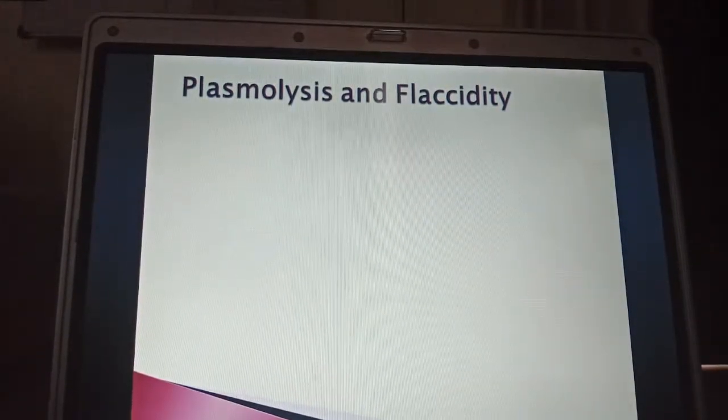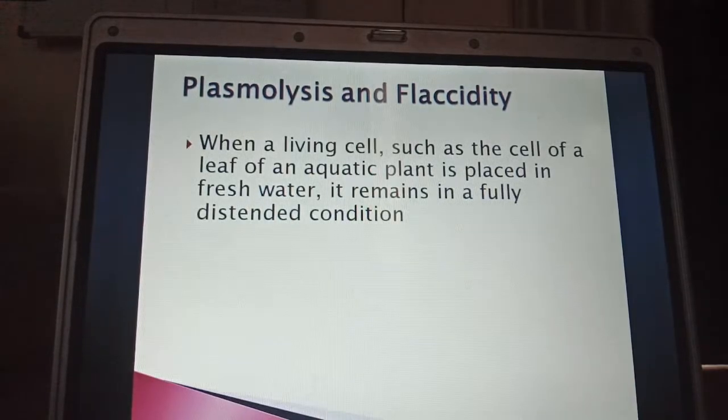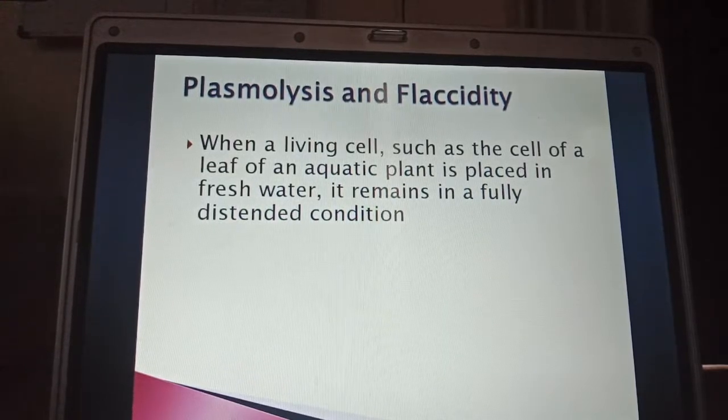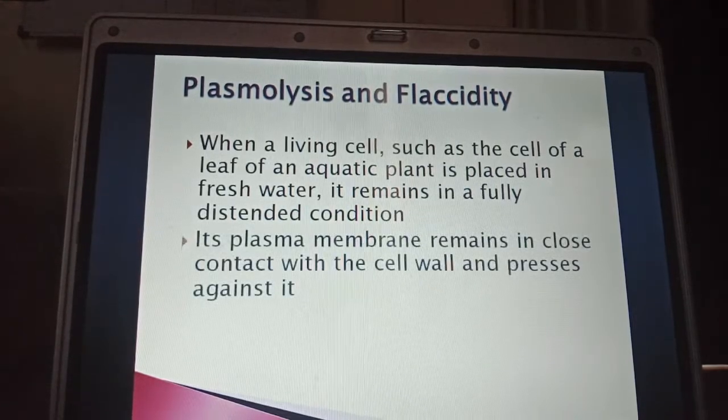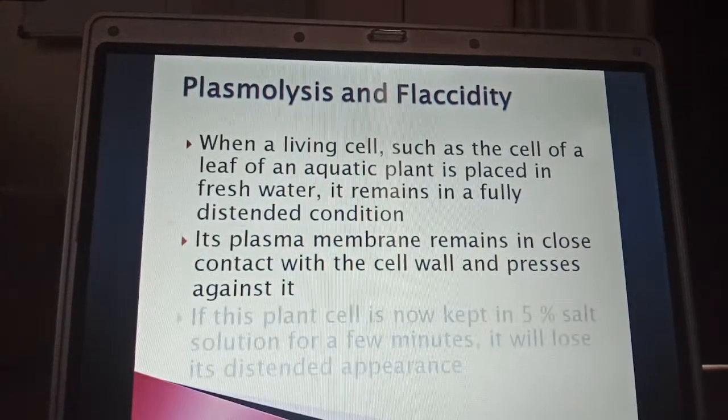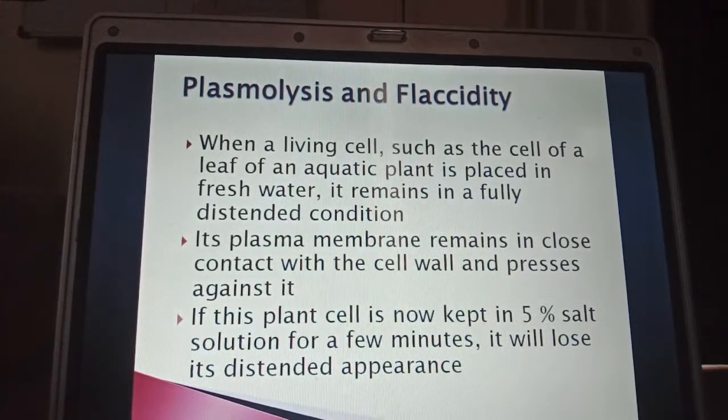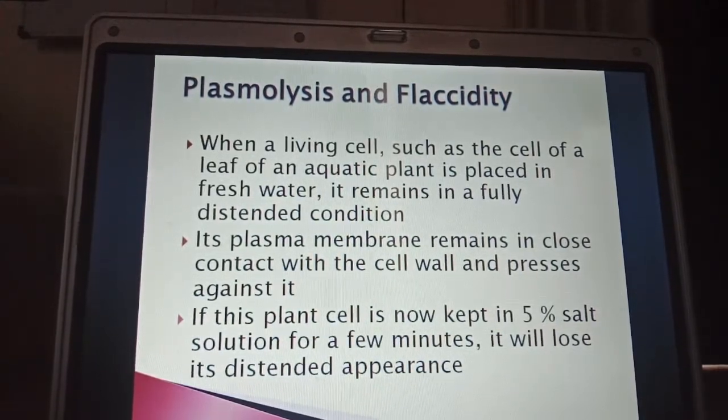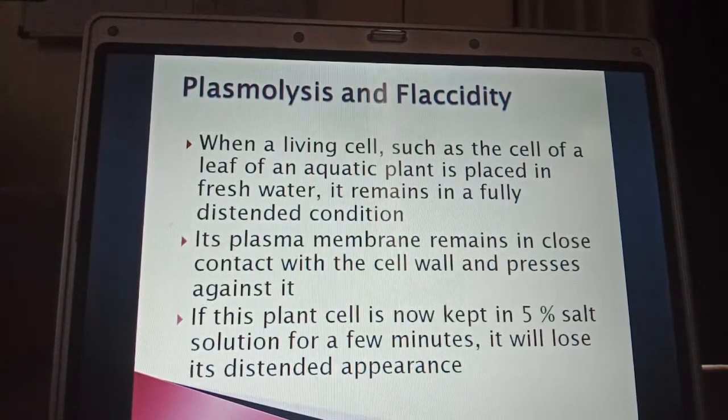Plasmolysis and flaccidity. When a living cell, such as the cell of a leaf of an aquatic plant, is placed in fresh water, it remains in a fully distended condition. Its plasma membrane remains in close contact with the cell wall and presses against it. If this plant cell is now kept in 5% salt solution for a few minutes, it will lose its distended appearance. It will start to lose water due to exosmosis.